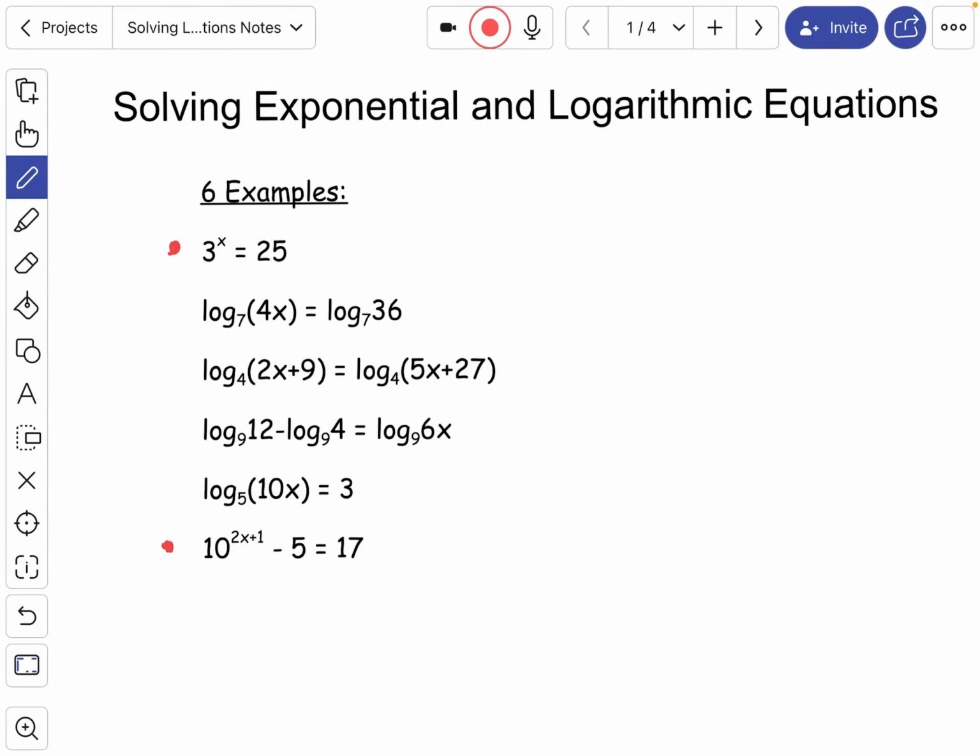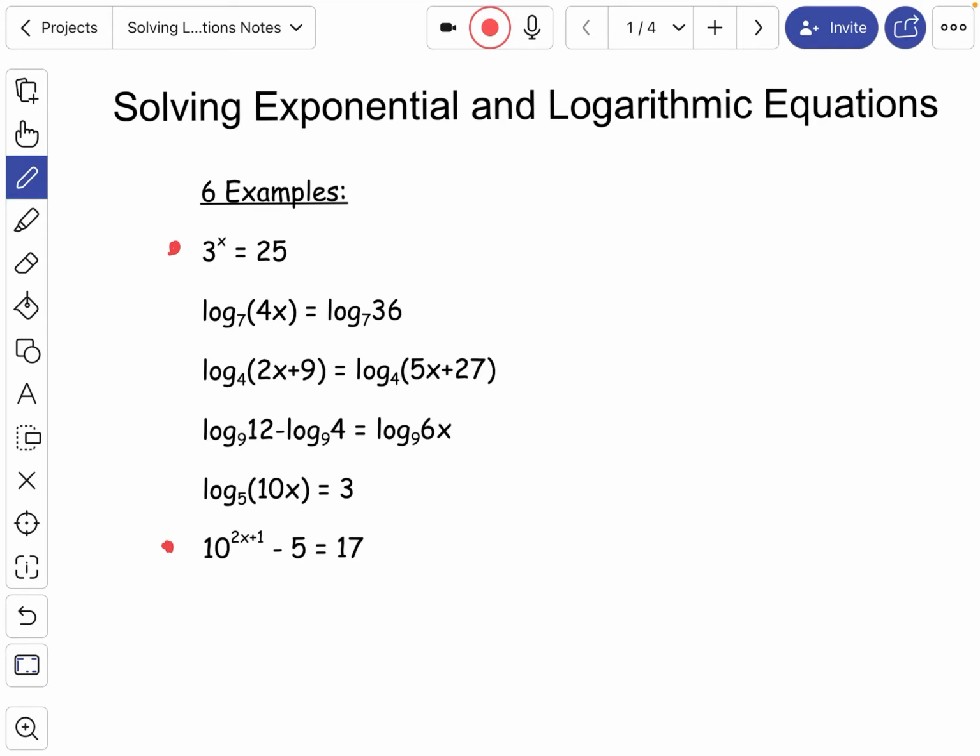Alright, so in this video we're going to look at exponential and logarithmic equations. We're going to solve these 6 examples. This is all we're going to do, is these 6 examples. What I'd encourage you to do is, I would pause the video now, see if you can do these without me doing it for you, and then check your answers by rewatching the video.